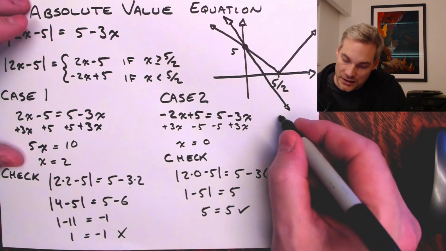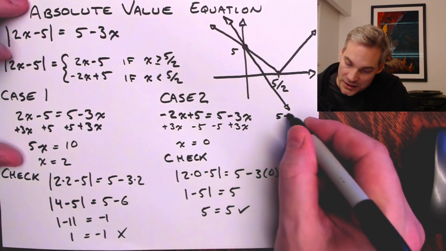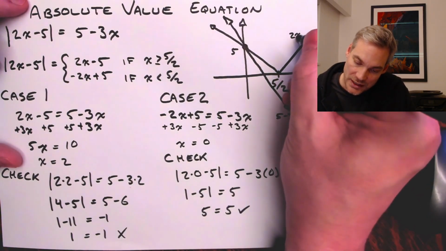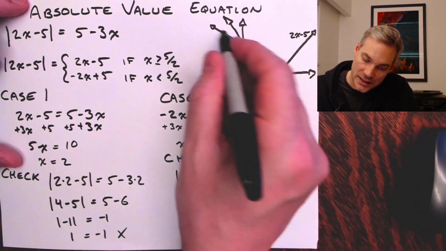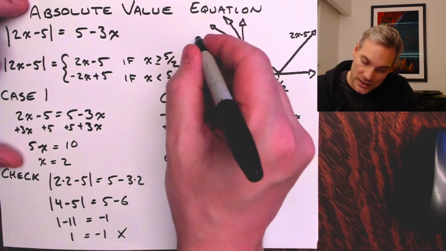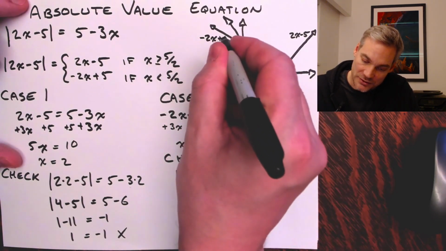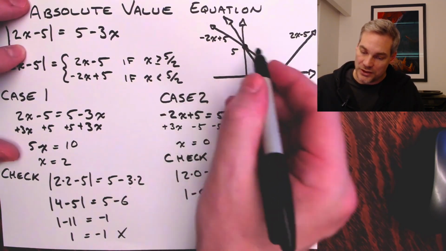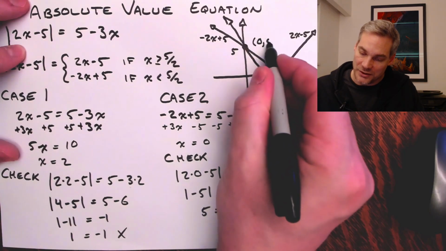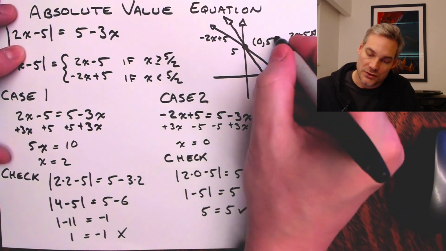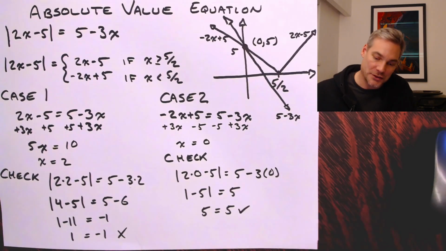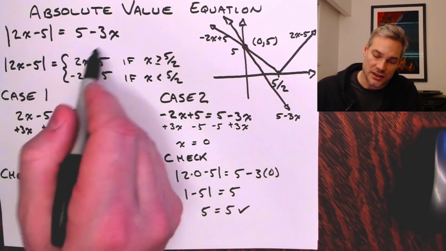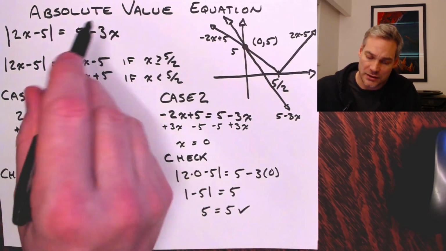So this line is 5 minus 3x. And this one is 2x minus 5. And this one is minus 2x plus 5. So these are all the pieces. And this is our point of intersection, which is 0, 5. Let's close that. And that's how you would solve this absolute value equation, where it equals a line, and that solution is a point.